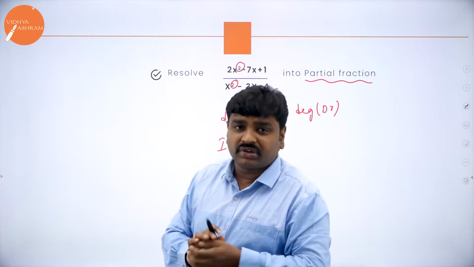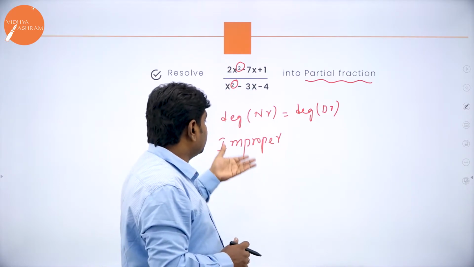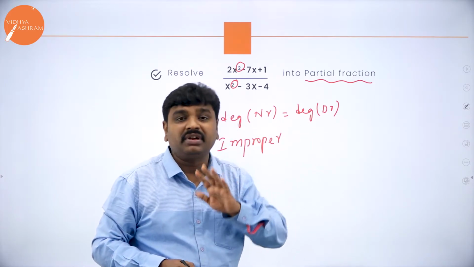So now they want you to resolve. Before I resolve, first I check whether it is proper or improper. When I checked, it is improper. Why it is improper? Because numerator and denominator are having both same degree.